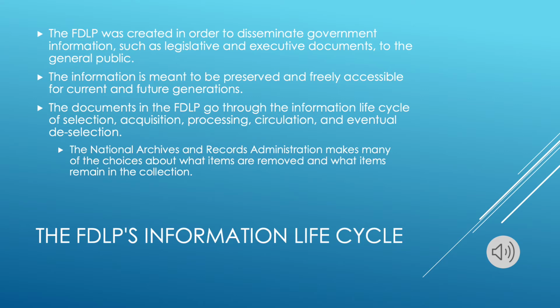Some of the items in Federal Depository Libraries are physical copies, but with the advent of technology, most of the items now are solely digital. The item is then processed, making it available to users who are searching through the Federal Depository Library's catalog. The item is able to circulate and be seen and read by users. Eventually, as with any library, an item may be deselected and weeded out of the collection. The National Archives and Records Administration makes many of the choices about what documents in the Federal Depository Library are removed from the collection and what is kept in circulation.